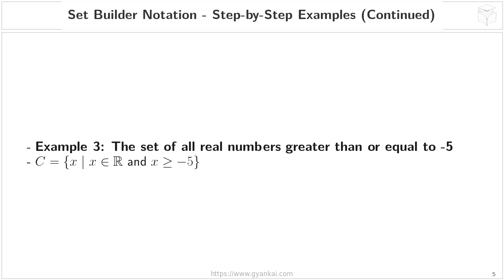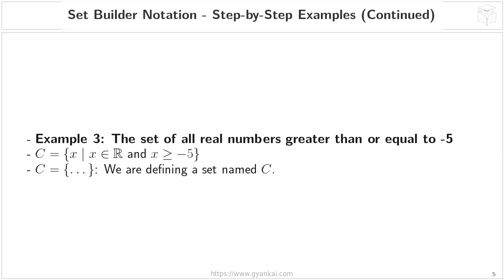C equals open curly brace, x vertical bar, x is an element of the set of real numbers, and x is greater than or equal to -5, close curly brace. Let's break that down piece by piece, just like we did with the previous examples. First, C equals open curly brace, dots, close curly brace. This simply tells us we are defining a set and giving it the name C. The dots inside the curly braces indicate that we'll be specifying the elements based on a condition.